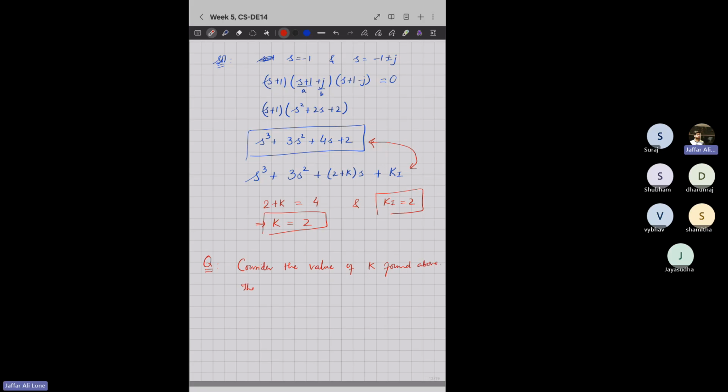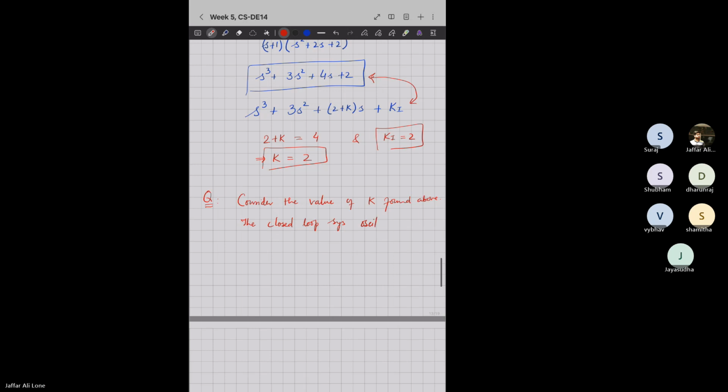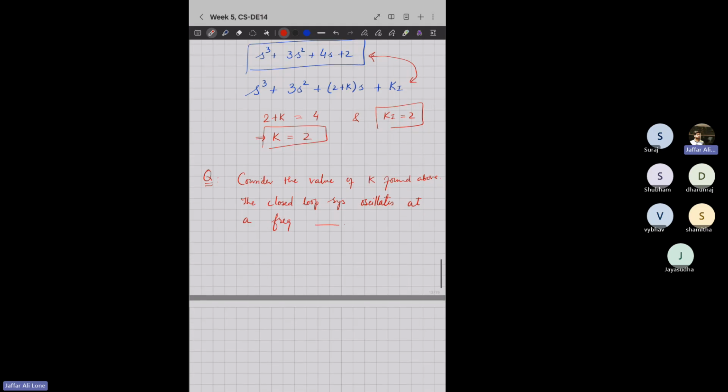Then the closed loop system, this is a very important problem. You will get these types of questions in your GATE. Then the closed loop system oscillates at a frequency of dash. Then you have to find it. We are given the value of K is 2. Consider the value of K found above, then the closed loop system oscillates at a frequency of what?